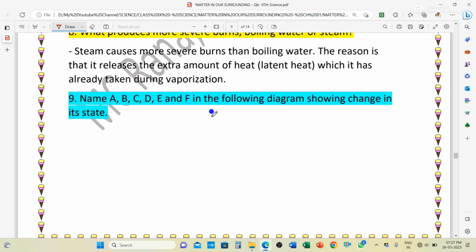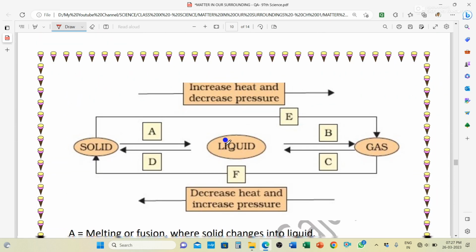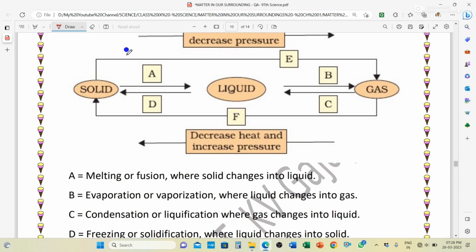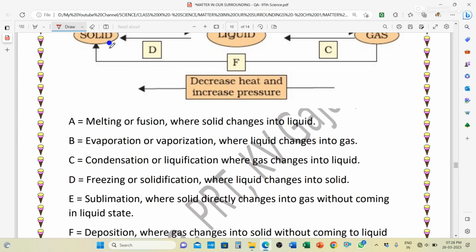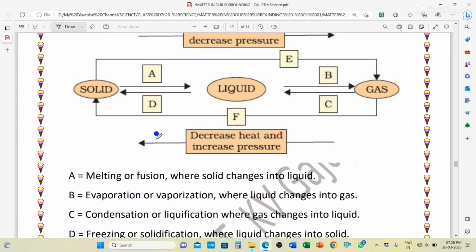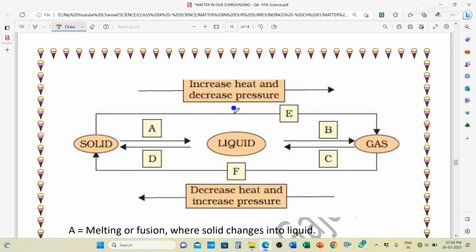Name A, B, C, D, E and F in the following diagram showing change in the state. Okay, you can see here A means solid changes into liquid. So when solid changes into liquid, it is called melting or fusion. And B is liquid changes into gas. When liquid changes into gas, it is called evaporation or vaporization. And C is gas changes into liquid, that is called condensation or liquefaction. And D is liquid changes into solid, that is called freezing or solidification. And E, solid changes directly into gas, that is called sublimation. And F is gas directly changes into solid, that is called deposition.